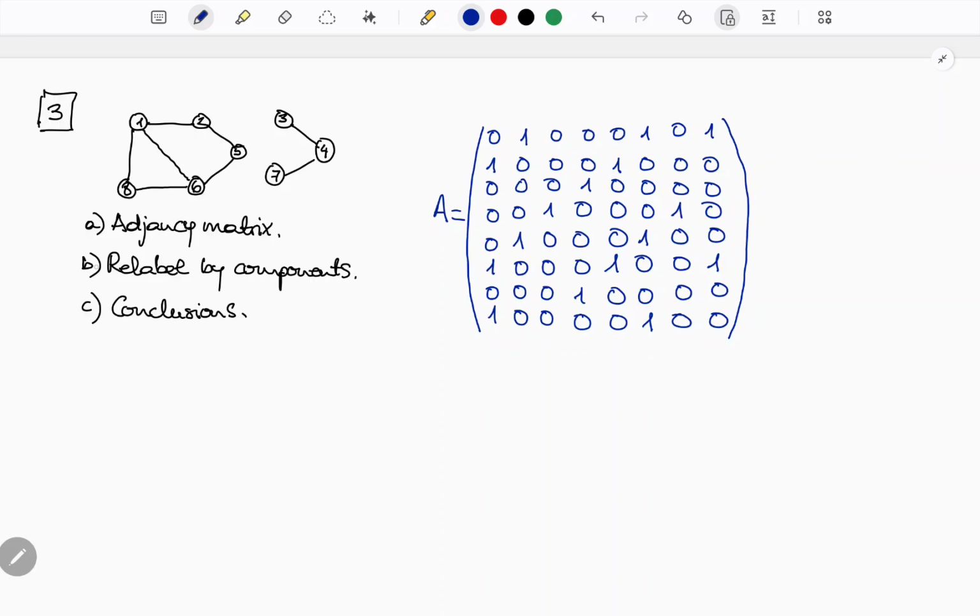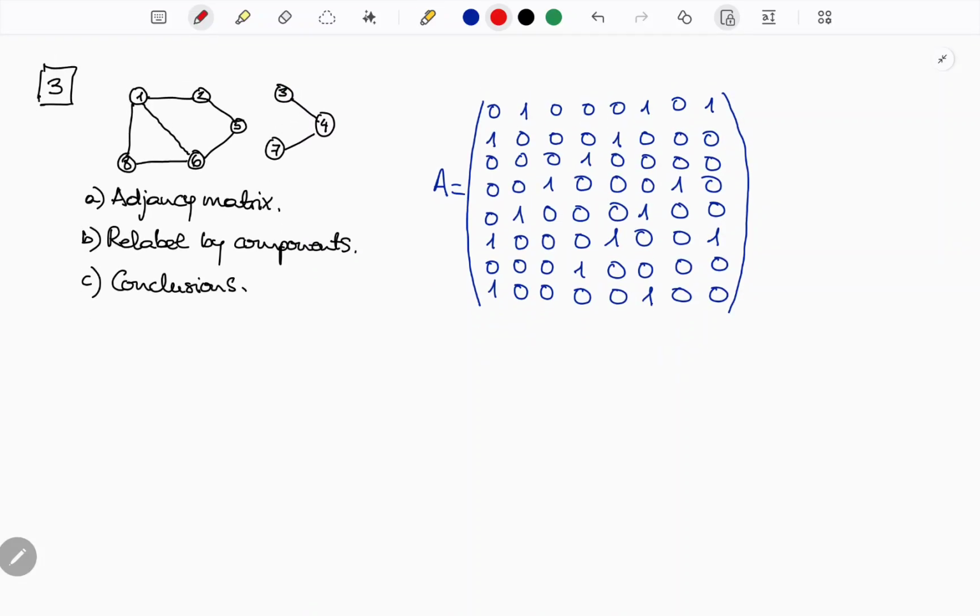Now, on this second question in this exercise, they're asking me to relabel these nodes by components. So the idea is to name all these nodes from 1 to 5, and to relabel the other nodes 6, 7, and 8. Okay, so that's what I'm going to do. My new network is going to be 1, 2, 3, 4, 5, and now 6, 7, and 8. This is the idea. And then I have to rewrite the adjacency matrix and see what's going on.